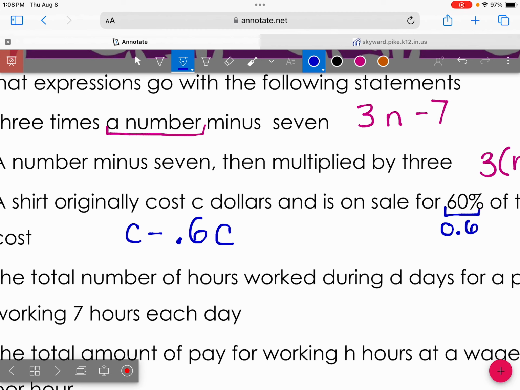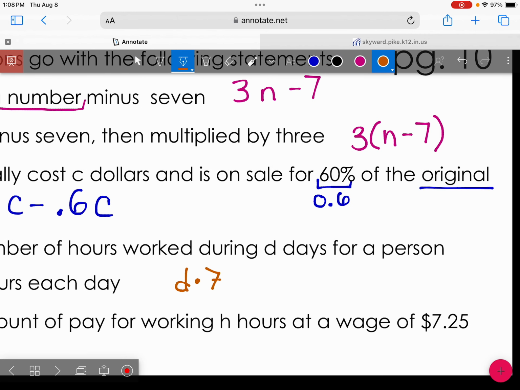Total number of hours worked during D days for someone who works 7 hours each day. D times 7. Absolutely valid. D times 7. Or we could write it as 7D. 7 times D, not 70 with the O. Or you could also do 7 times D equals X, or 7D equals X. True, but we're only working with expressions for right now. We're not doing equations. How about the last one?